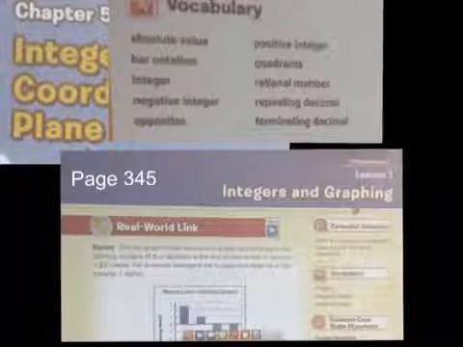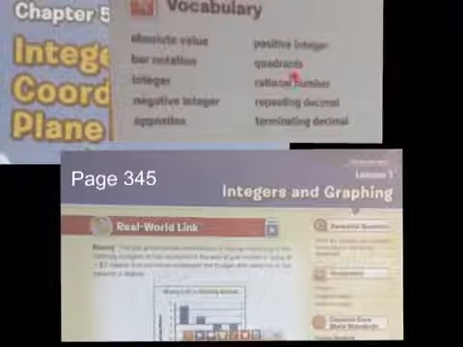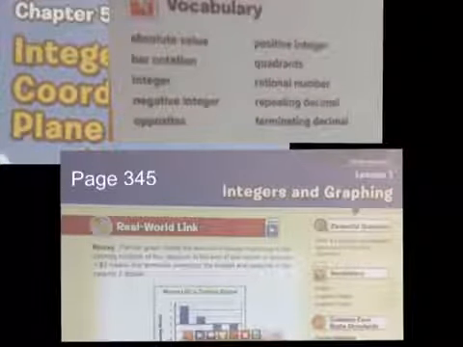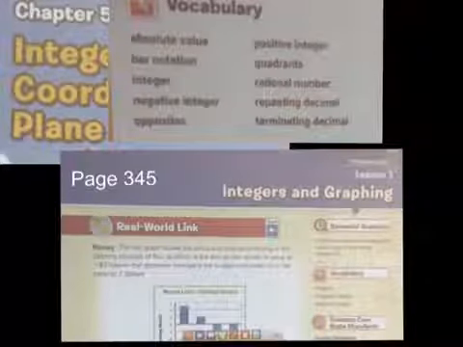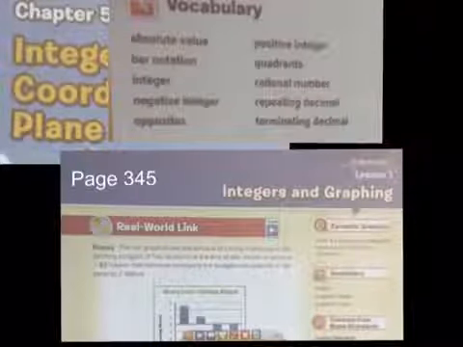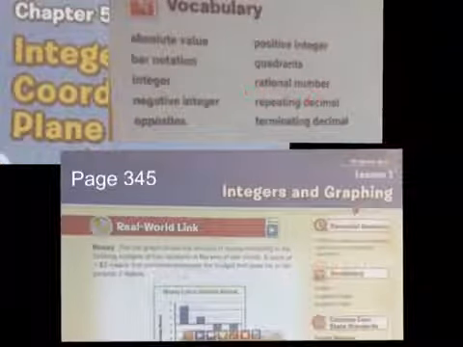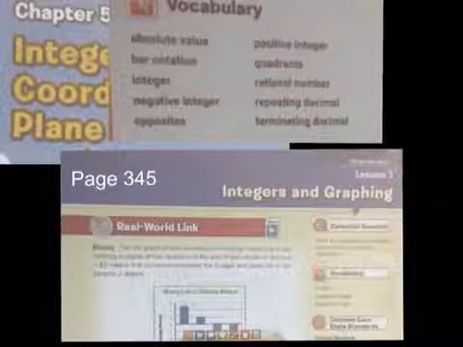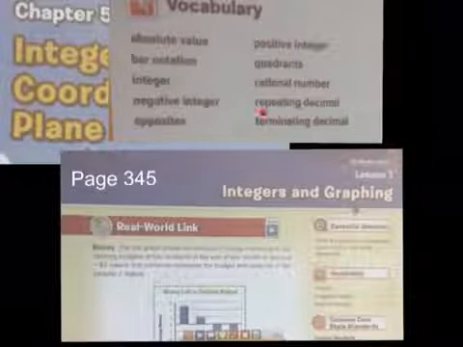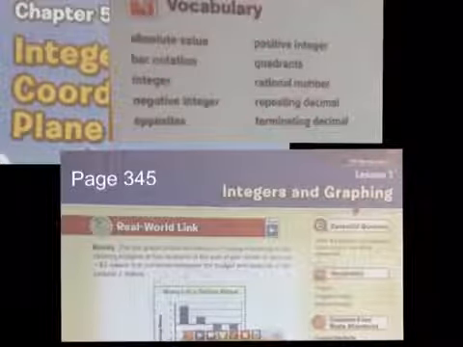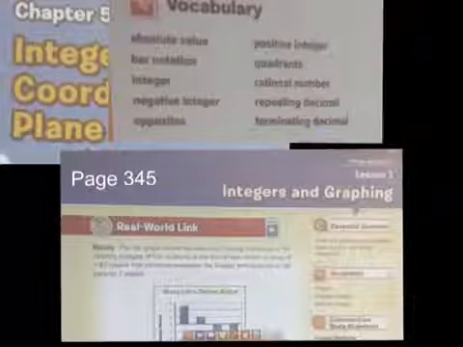Quadrants are the numbers that we use to plot on a quadrant plane. Rational numbers are all numbers, negative or positive, including mixed numbers, fractions, and decimals. Repeating decimals and terminating decimals. For a repeating decimal, we often use a bar notation, and a terminating decimal means it comes to an end. We don't need a bar notation.